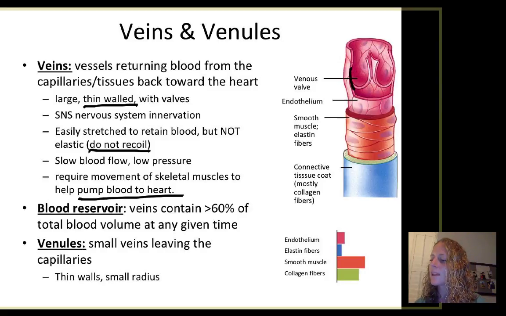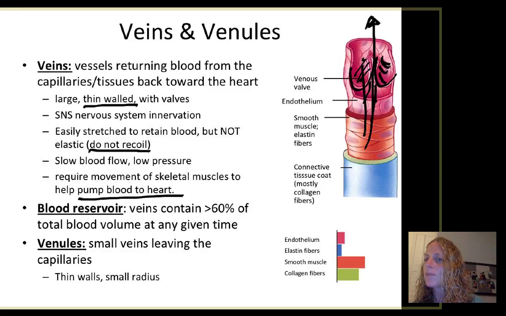They also contain valves. Here you can see the valve in a vein where the blood would go towards the heart, and if the pressure got too low, the valve would prevent backflow of that blood and keep the blood flow going towards the heart.